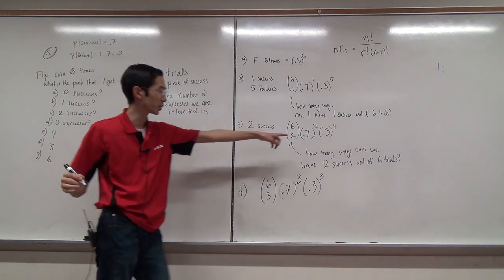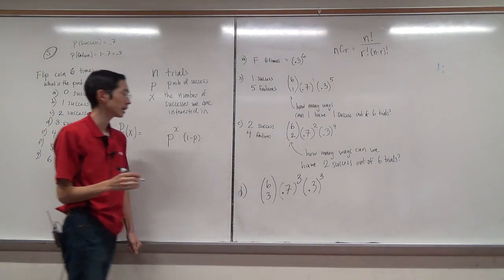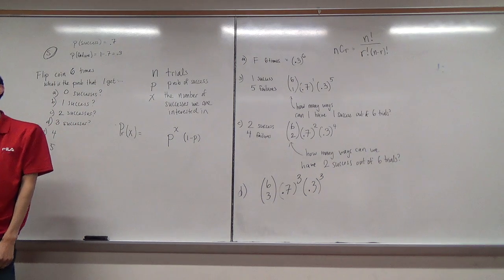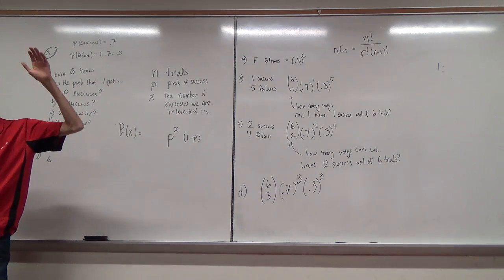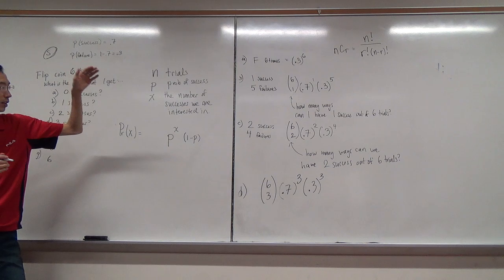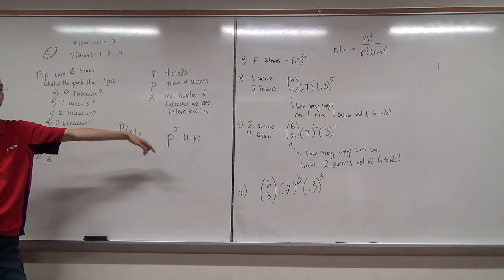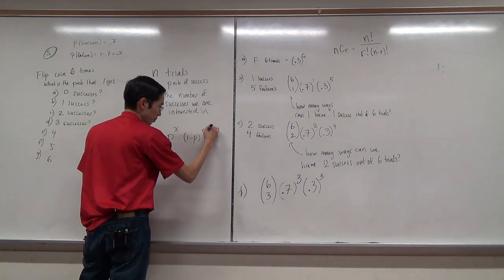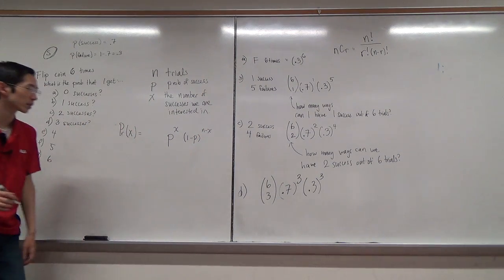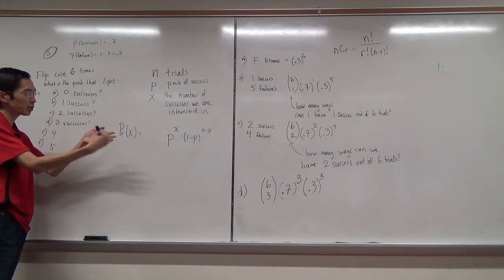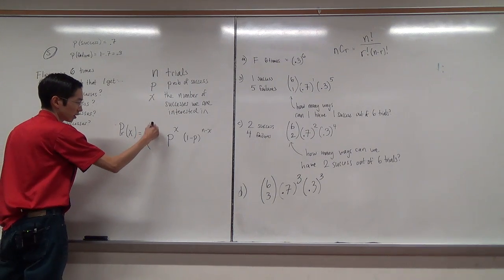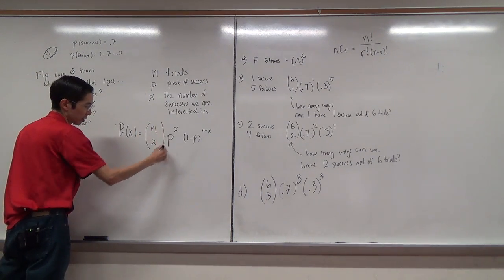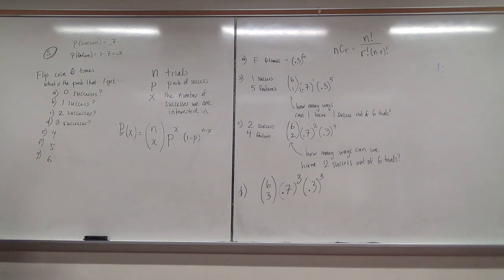Okay, that's how I'm getting the 0.3 over here. How many times does that have to happen? If I have a total of n coin flips, and x of them are going to be successes, how many are going to be failures? N minus x. Okay. And how many different arrangements are there? N choose x.